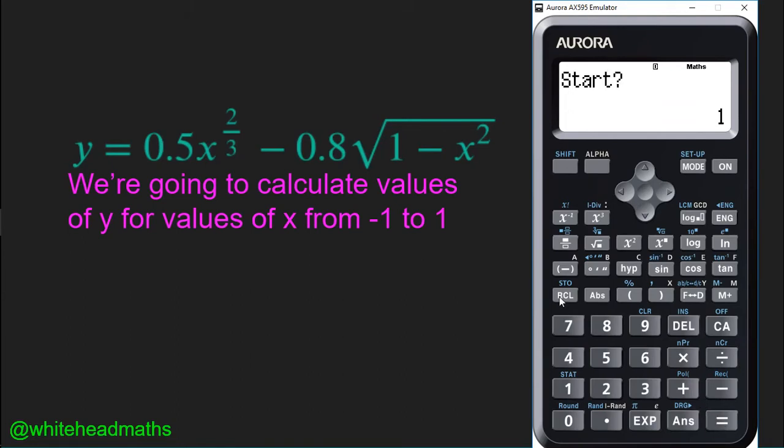And oh no, I'm not starting at 1. I'm starting at -1. -1 equals. Not ending at 5. I'm ending at 1. So 1 equals. And I'm not stepping 1 at a time. I'm stepping 0.1 at a time. So there we go.